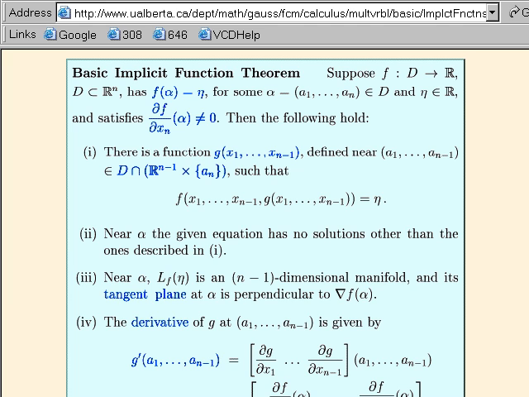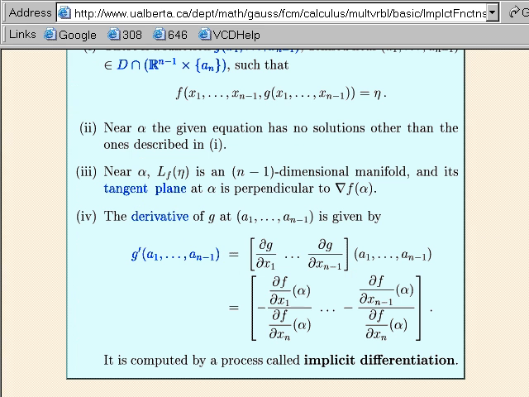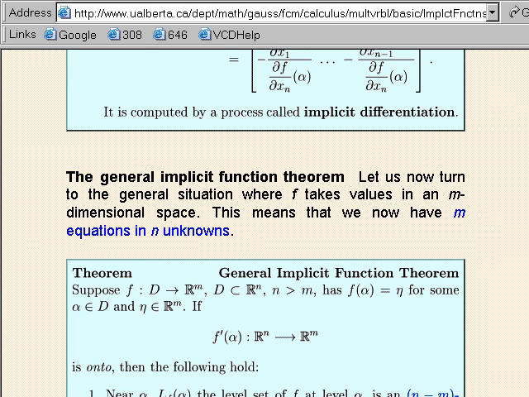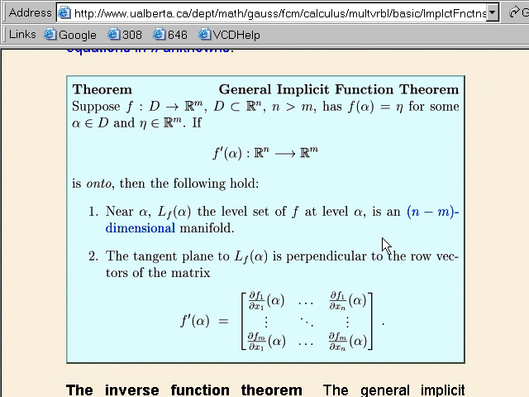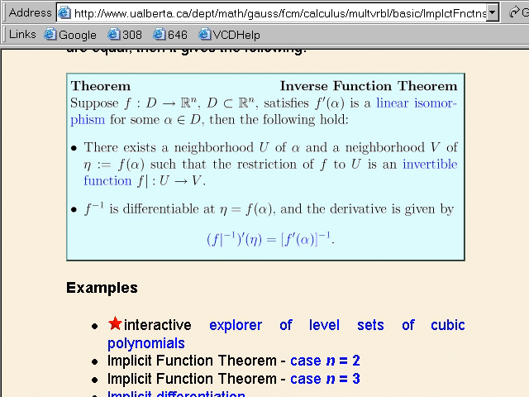So if you have a multivariable function that maps n variables onto the real line, that means it's just a single real value, then you can solve that as long as the derivatives exist, the gradient doesn't vanish, and some other conditions. It also gives you conditions on tangent planes, derivatives and implicit differentiation. If you have n variables mapping to m variables, then you have some more complications. And this is the general inverse function theorem. Okay, so this is a nice result.